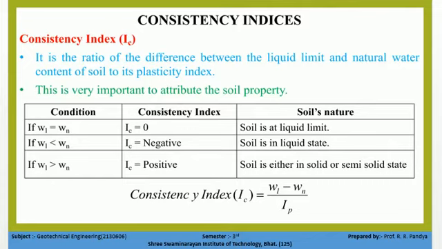And last one: if the liquid limit is greater than the natural water content, then the consistency index will become a positive value. At that time, the nature of soil will behave like a solid or semi-solid state. Here, the consistency index is derived from the equation WL minus WN divided by IP, where WL is liquid limit, WN is natural water content, and IP is the plasticity index.